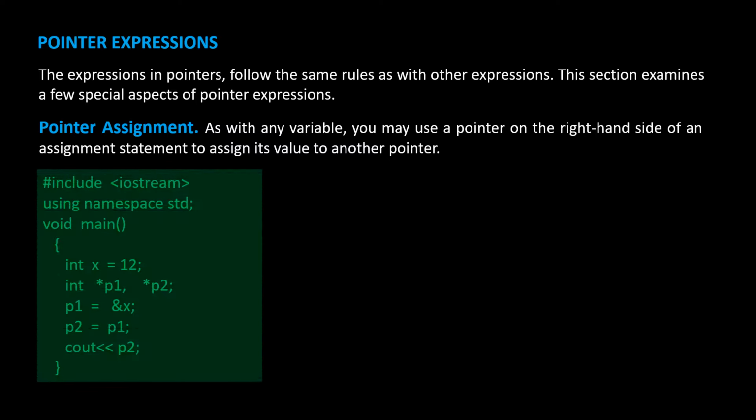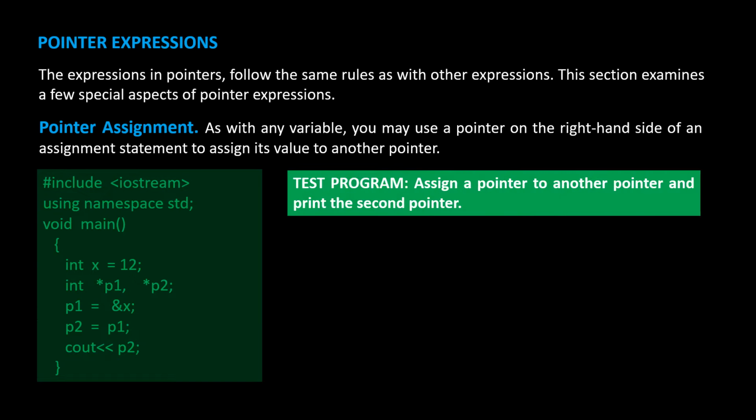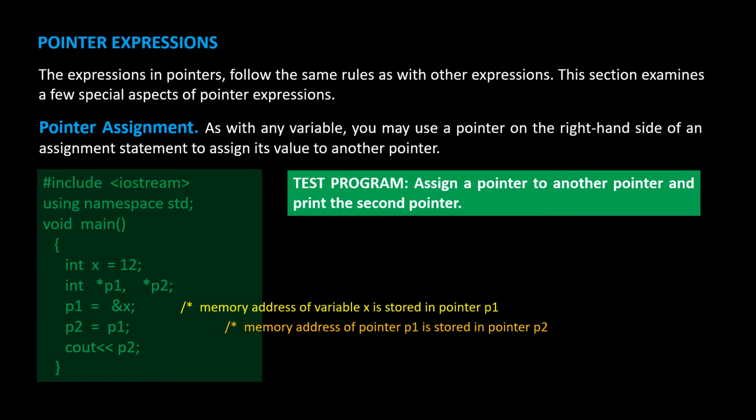Here is the code for a test program where the requirement is to assign a pointer to another pointer and print the second pointer. We first declare an integer variable x, assign it value 12. Then we declare two integer pointers, p1 and p2. Then the memory address of variable x is stored in pointer p1. Next, the value of pointer p1 is stored in pointer p2. Finally, we print the address of variable x, not value of x. Look at the output.